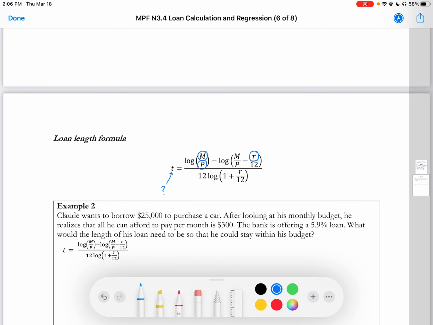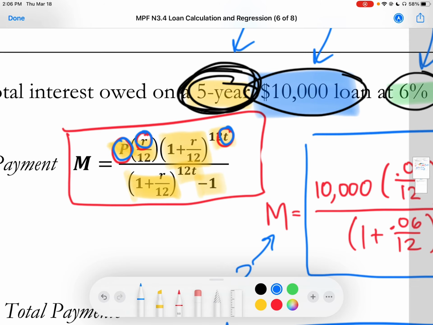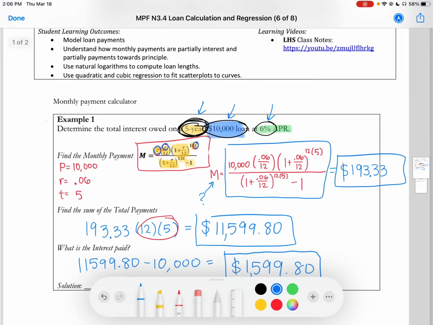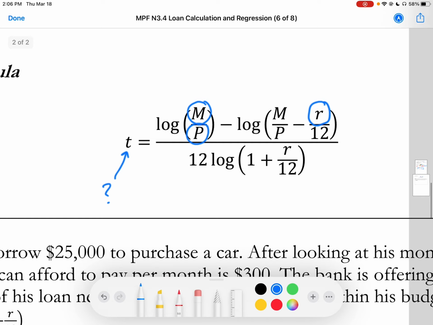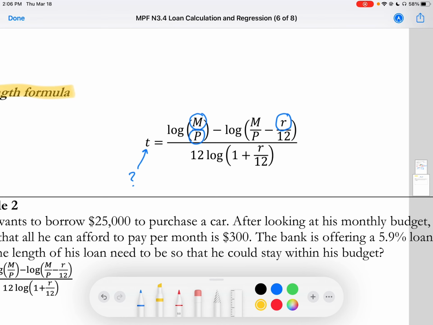So basically this one right here was a monthly payment formula. We plug in principal, rate, and time, and it gives us monthly payment. This one down here is a time formula, so we're going to call it the loan length formula. We use this when we already know what we want our monthly payment to be. We already know our principal, how much we're going to be loaned, and we already know our rate. What I don't know is how long my loan length is going to be. That's what I'm going to solve for.